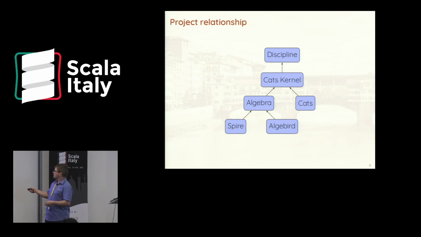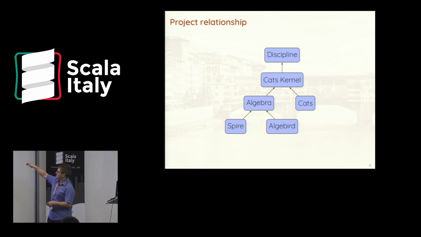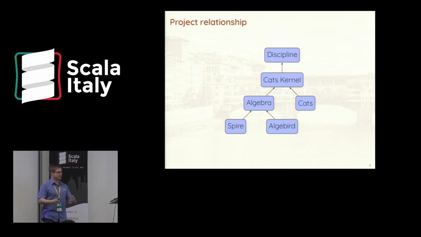And of course, there's also cats. And then it turned out that cats also want some of these similar type classes as Spire and Algebra needed. So then what happened was all of that got pulled out into cats kernel, which, as the name said, a kernel is smaller than a core in some sense. So you have cats core here now, which depends on cats kernel, and Algebra also depends on cats kernel. So essentially, each of that is a layer that adds more type classes and more types to this.